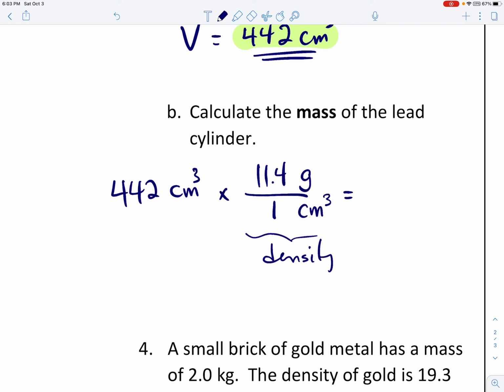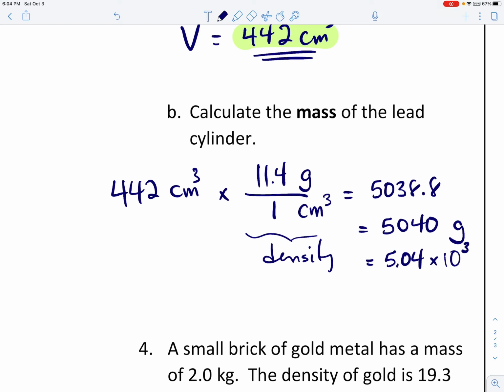We can keep 3 significant digits in the answer. So the calculator ends up saying 5,038.8, but we can only keep 3 significant digits. So we can call it 5,040 and don't put a decimal at the end, or we can switch it to scientific notation, 5.04, a number between 1 and 10, and then times 10 to the power of 3, because we had to move the decimal 3 places to get 5.04, and that'll be grams.